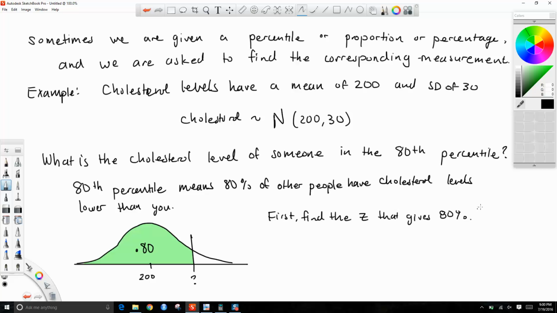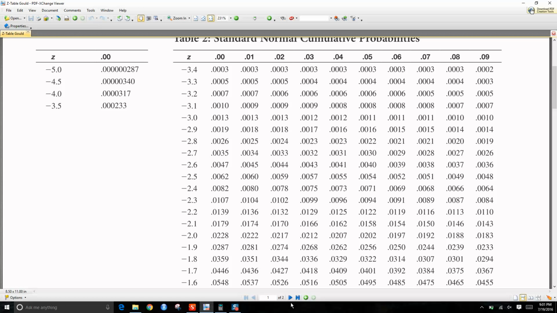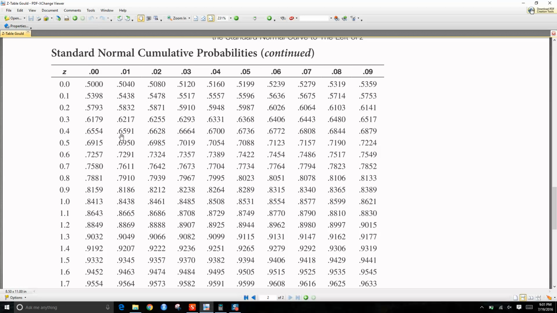Okay, so notice we want the z that gives us 80%, we're not looking up z equal to 0.8. We want the z that gives us 80%, okay? And so we have to go to the table, and we're going to go through all of the numbers for the area. And we want the one that's closest to 80%. And the one that I find that's closest to 80% is 0.7995. Okay? Because I have 0.7995 and 0.8023. 0.7995 is closer to 80%.